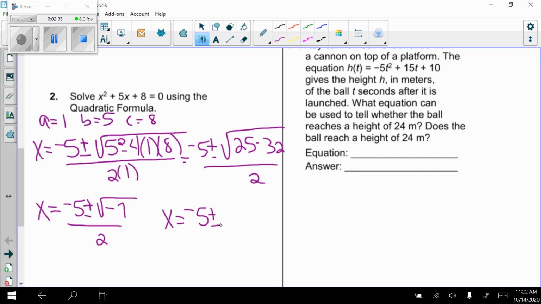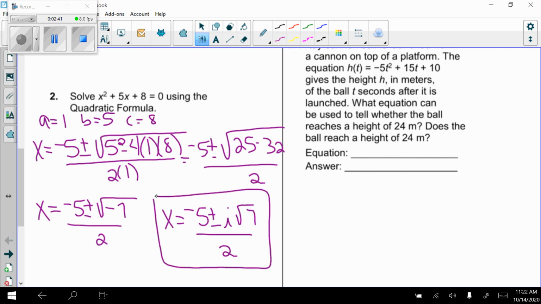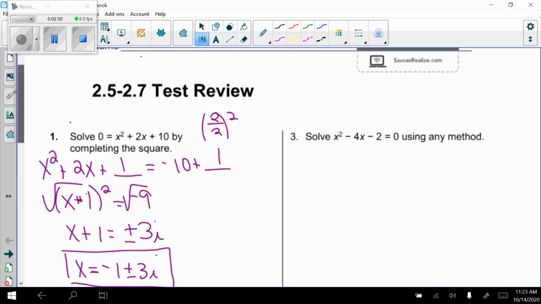I cannot do factor tree on 7, so the 7 is going to stay, but the negative comes out as an i. So i square root of 7, everything divided by 2. Those are my 2 answers. The negative 5, the i, and the 2, they don't have anything in common, so I cannot simplify or reduce that any. All right, let's look at number 3.